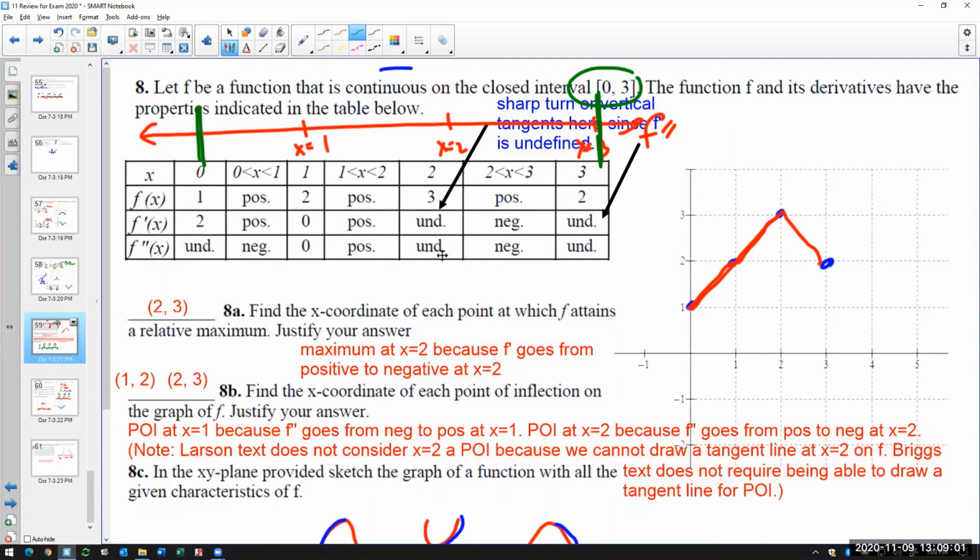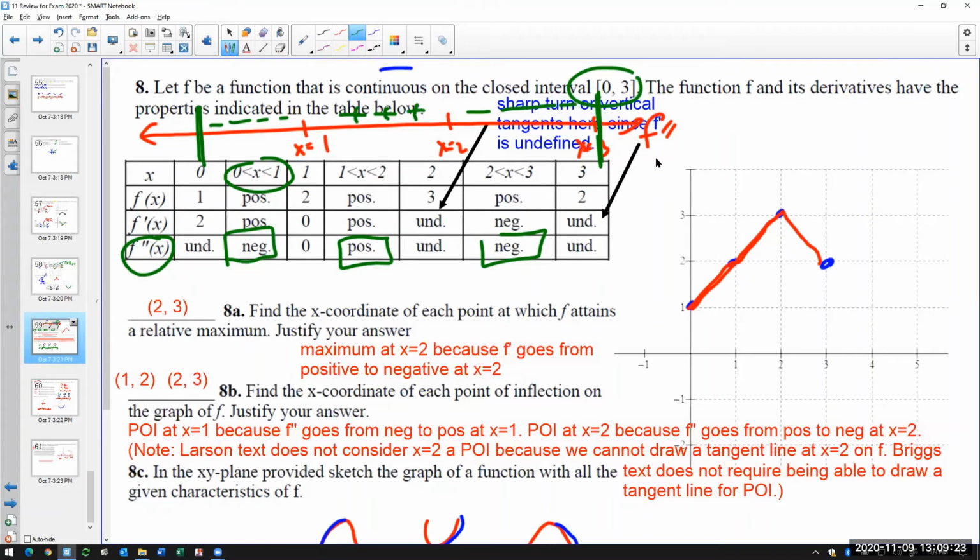Yeah, the last row. Do you see that? Because this is the F double prime number line. So I'm going to look at F double prime. Okay, so this first says negative between 0 and 1. So this will be negative. What about between 1 and 2? Positive. You guys see where I'm seeing that? What about between 2 and 3? Negative.